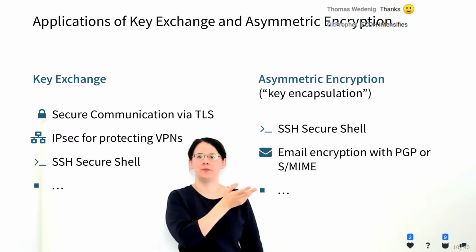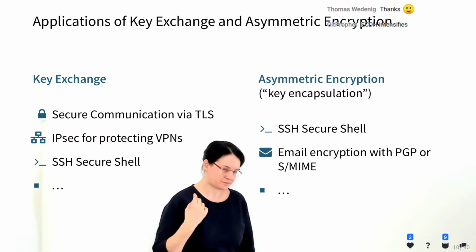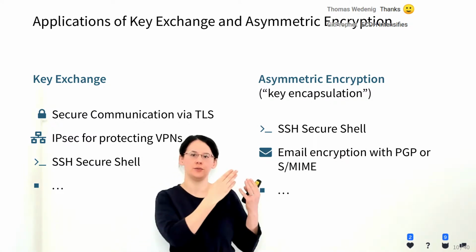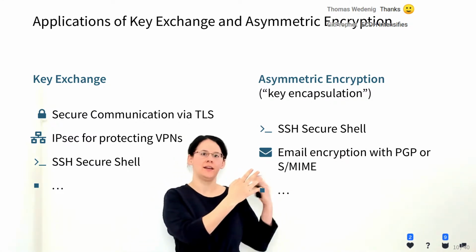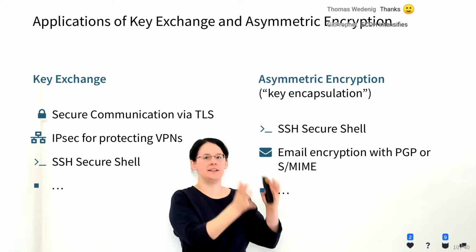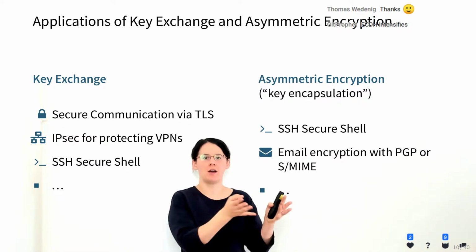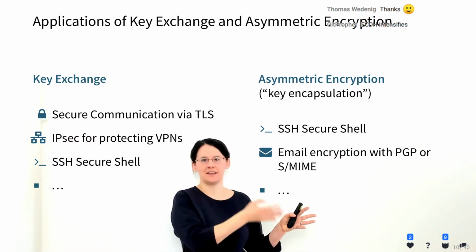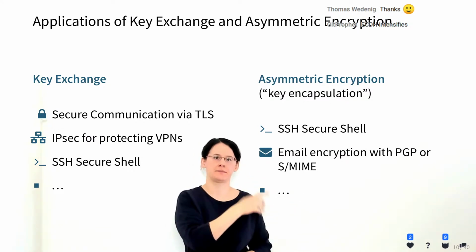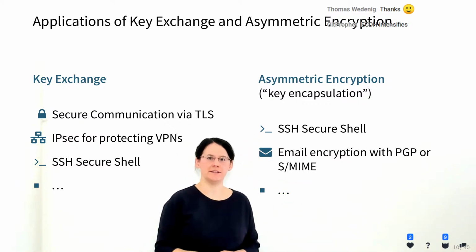With PGP or S/MIME or similar, then you also usually first wrap your secret key that you're going to use to encrypt the email in such an asymmetric encryption scheme, and then you send the AES encrypted main content of the email plus the encrypted AES key, which is encrypted with an asymmetric encryption scheme, to your recipient. So the encrypted key is embedded together with the encrypted message.